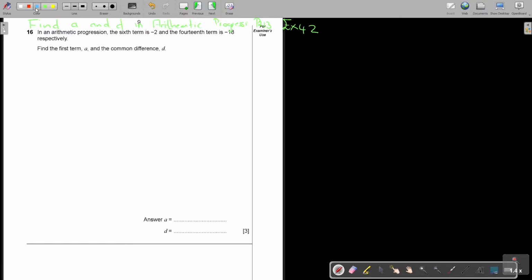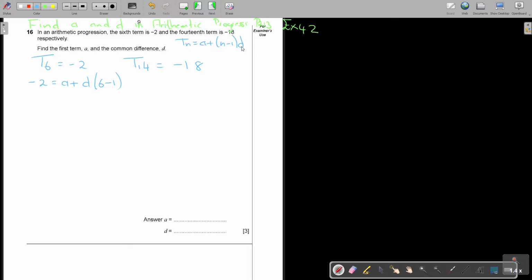So in the y equals mx plus c mathematics textbook, part 1. If the 6th term is -2 and the 14th term is -18. Okay, so let's start. It's -2 equals A plus D bracket 6 minus 1, because remember the formula. Oh no, here's not the formula sheet. So the formula is Tn equals A plus bracket n minus 1 D.